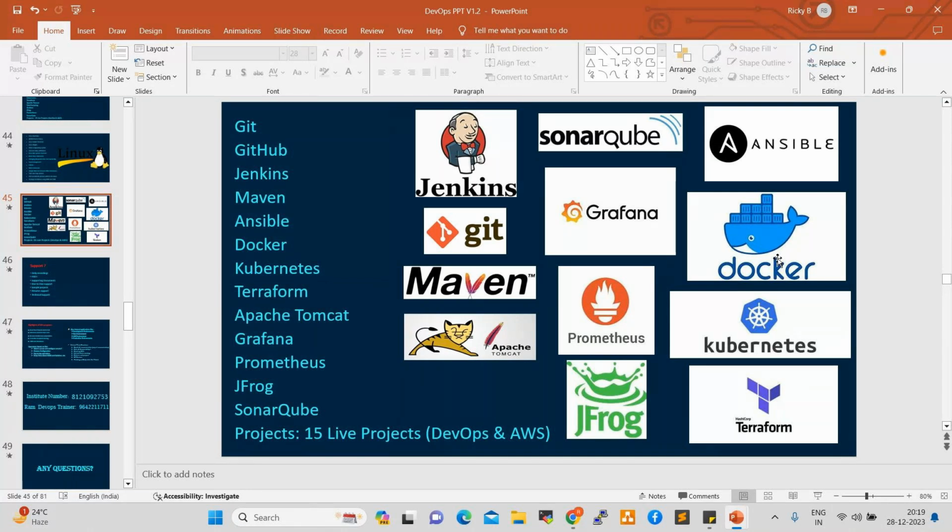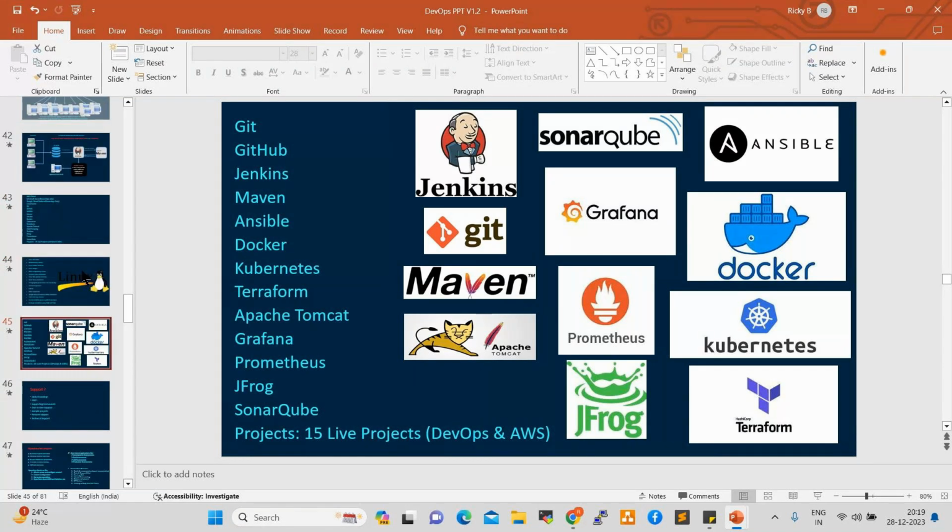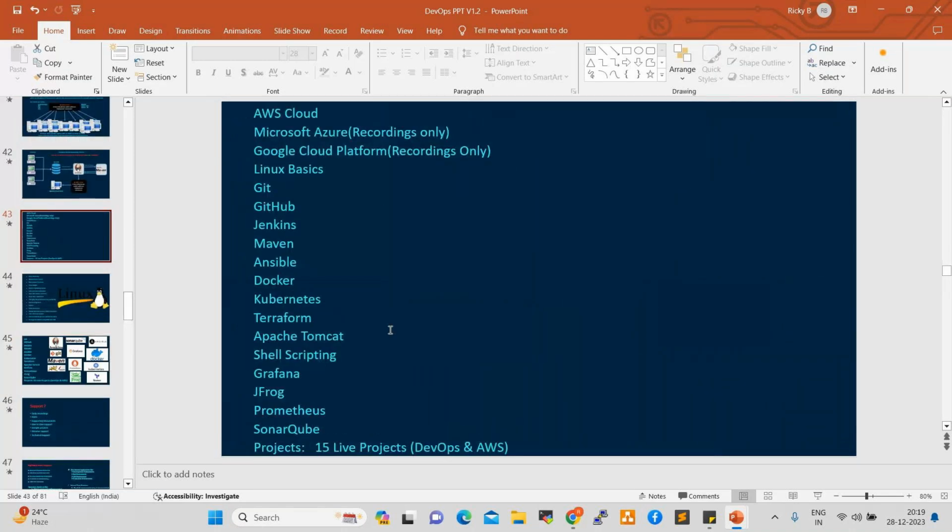Yeah. So these are the tools we are going to learn. Along with this, AWS will be learned fully. See here, this is the full course content. Here AWS cloud will be covered fully, right? And Linux, Microsoft Azure, Google Cloud, we provide you videos. Linux will be covered, so whatever Linux is required for a DevOps engineer will be covered. And along with Linux, shell scripting will also be covered.